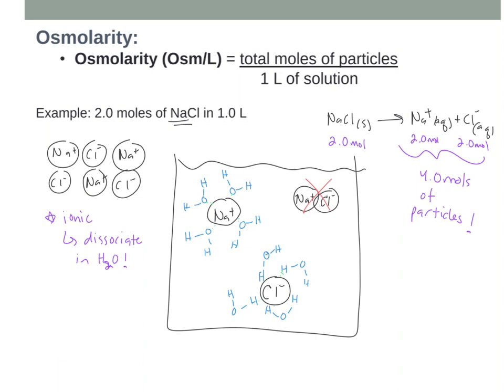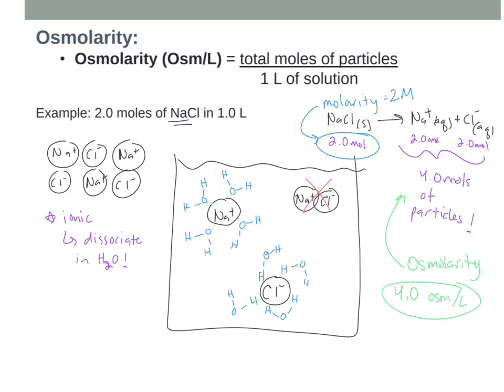And that's kind of what's going on here when you dissolve ionic compounds: those ionic compounds break up into however many pieces they're made out of, and it now counts as more. So we would say that the molarity would be 2 molar, but the osmolarity would actually be 4.0. It'd be 4.0 osmolar because that's telling us how many particles there are altogether.